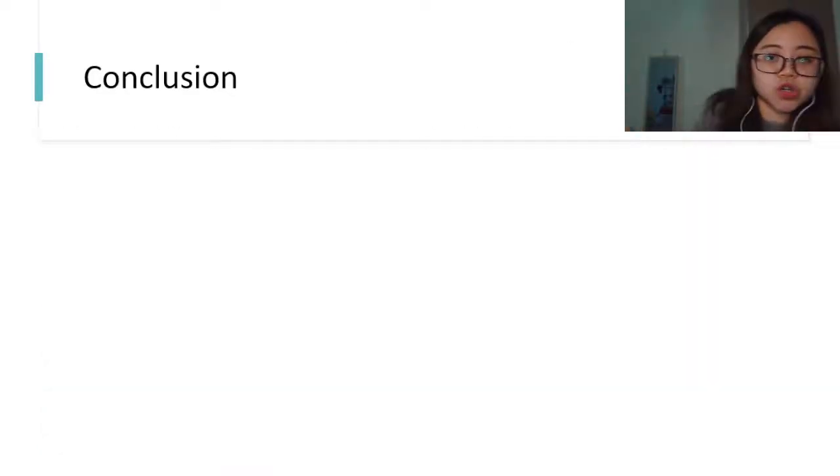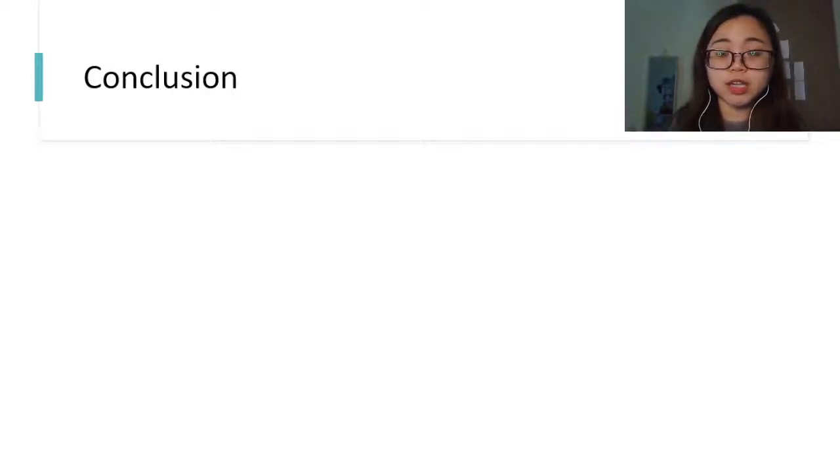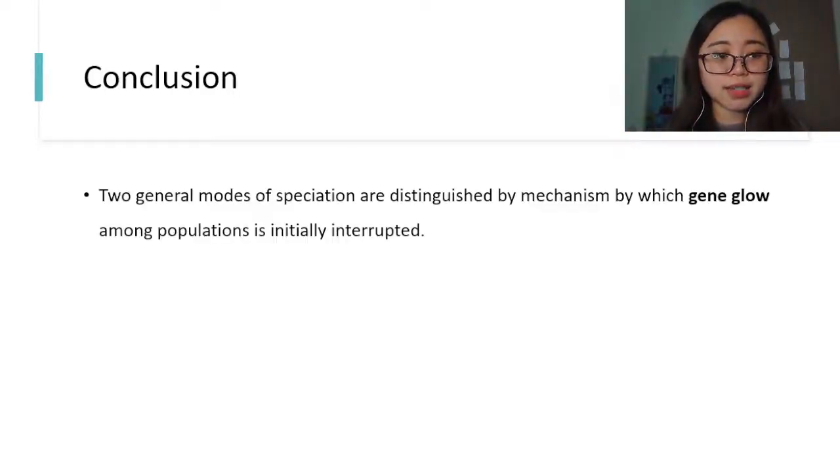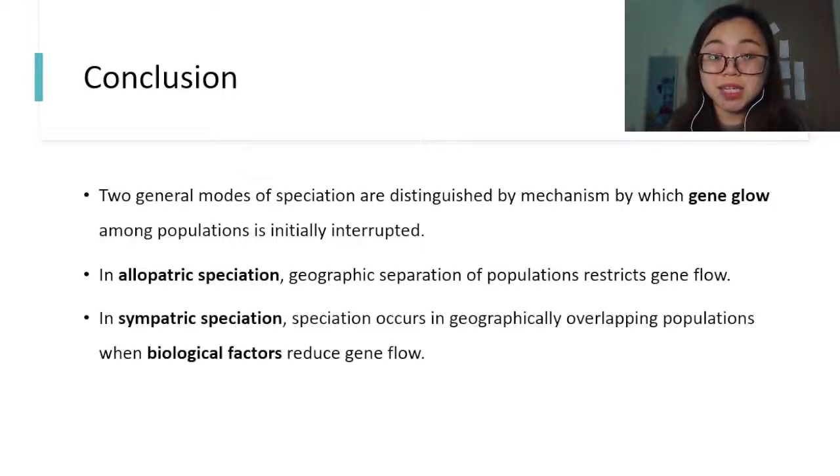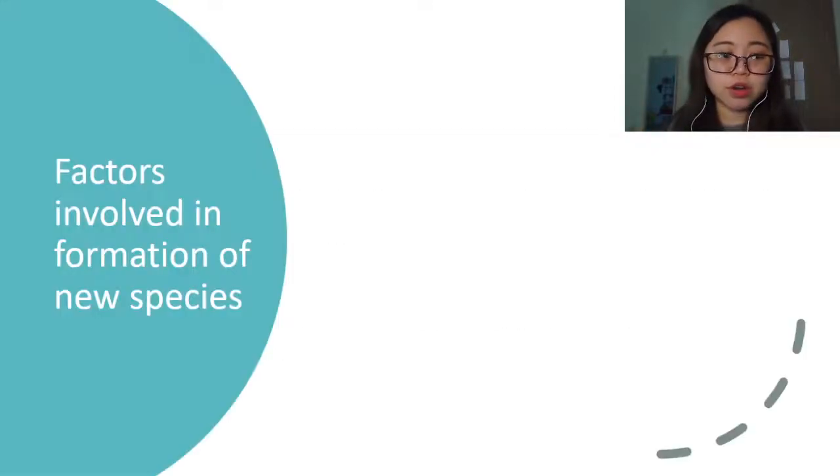Just a very short conclusion before we move on to the next part of 3.2 is that there are 2 general modes of speciation that are distinguished by mechanism in which gene flow among populations is initially interrupted. The first mode of speciation is allopatric speciation. The second mode of speciation is sympatric speciation. That's it for this segment. Now we're going to move on to the next part of speciation.